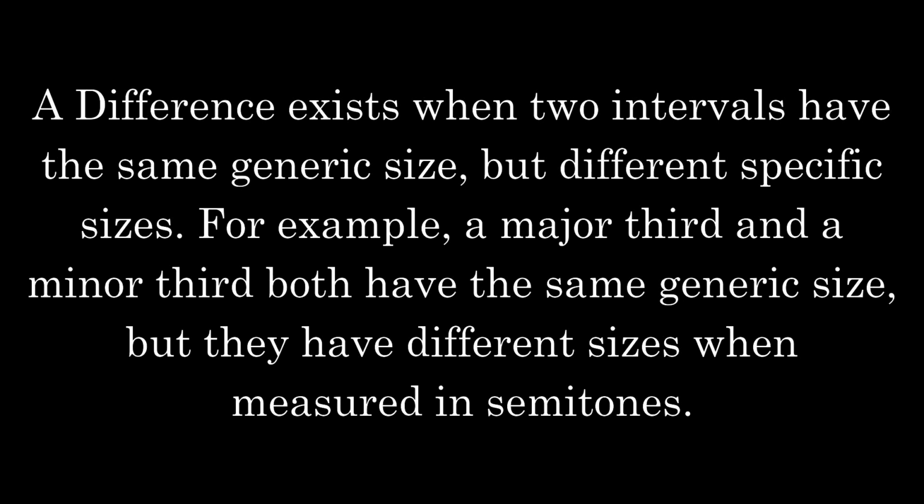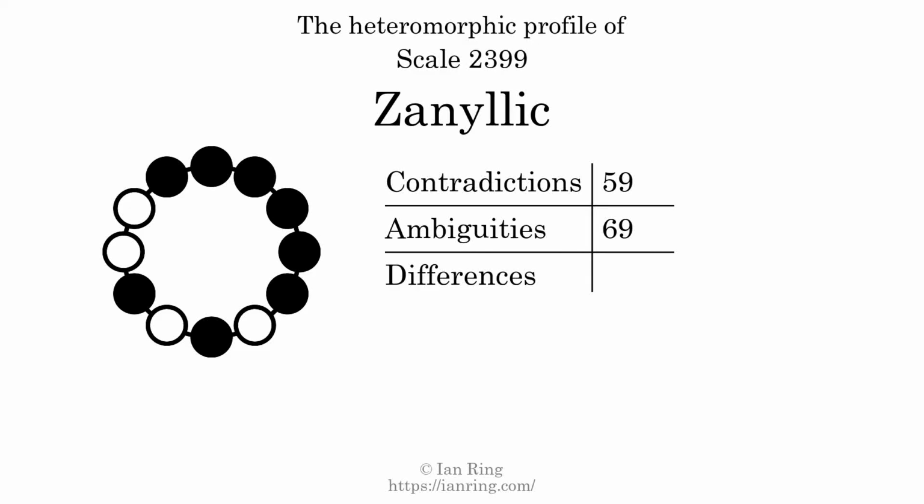A difference exists when 2 intervals have the same generic size, but different specific sizes. For example, a major third and a minor third both have the same generic size, but they have different sizes when measured in semitones. The number of differences in this scale is 149.